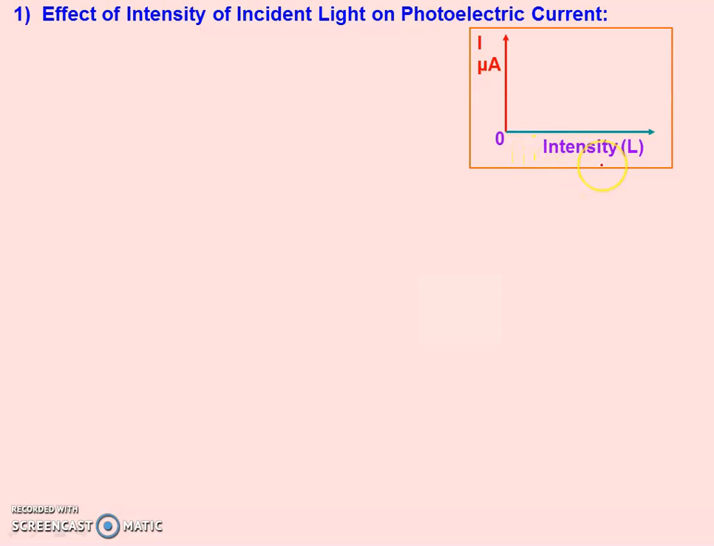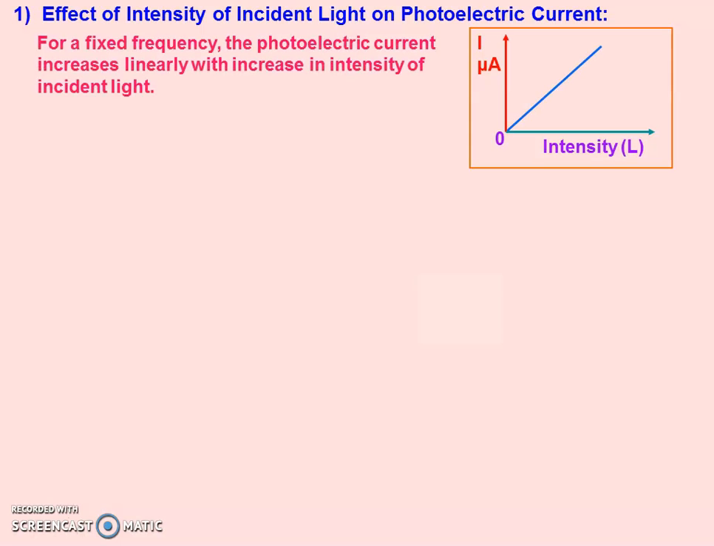When we increase the intensity, means we are increasing the number of photons, and if number of photons increases, the number of emitted electrons also increases, and ultimately the photoelectric current will be increased. So there is a linear relation between current and intensity of light. The graph should be linear. For a fixed frequency, the photoelectric current increases linearly with increase in intensity of incident light.